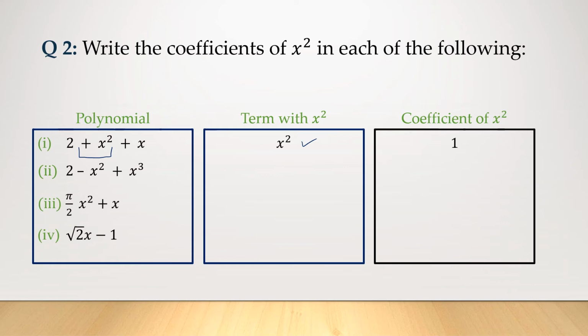Now, the next part. Here, this is the term with x square. Right? Now, what is the coefficient? Coefficient of x square is negative 1. Let's do next part. This is pi by 2 x square plus x. This is the term with x square. Right? Now, what is its coefficient? Its coefficient is pi by 2. The last part. Do we see any term with x square? No, there is not. So no term with x square, so obviously coefficient will be 0.